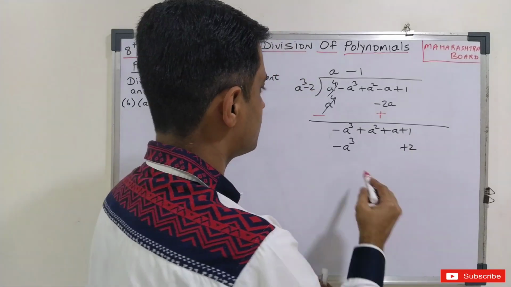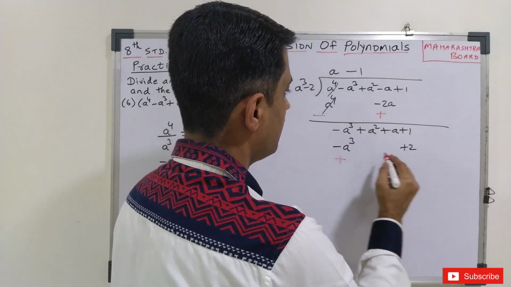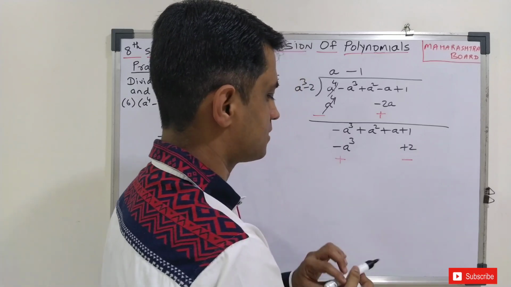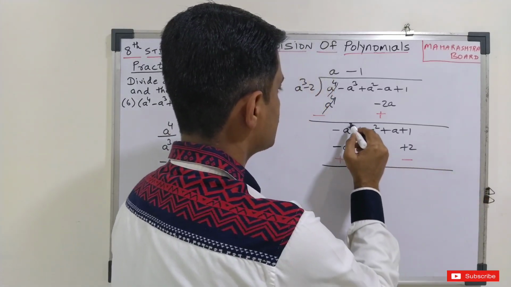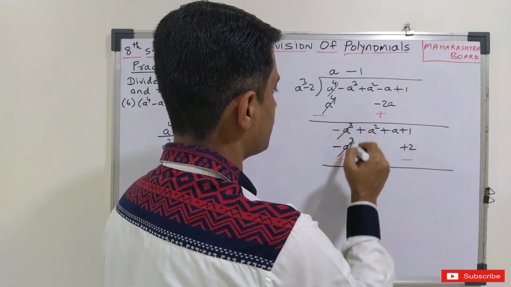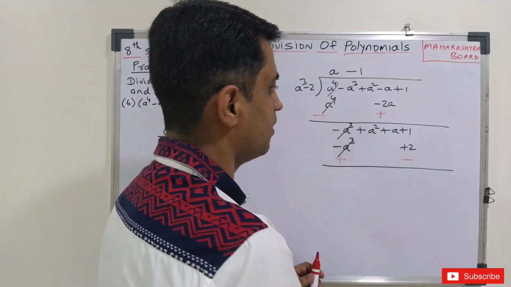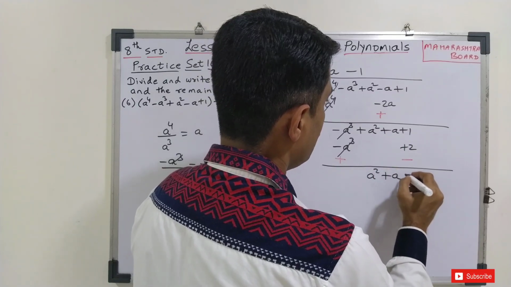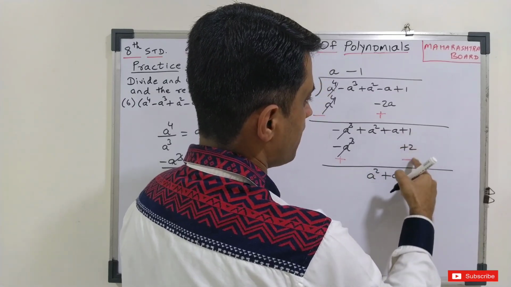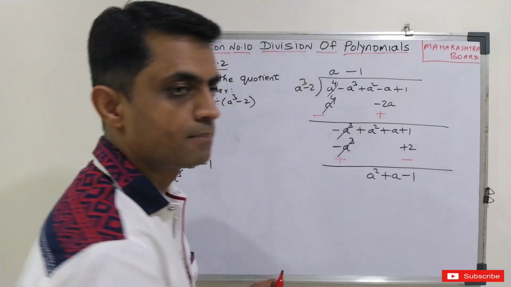Sign will change. Plus minus. This will get cancelled, plus a cube minus a cube plus a cube. So you will be left with what? A square plus a. Plus 2 minus 2 is minus 1.